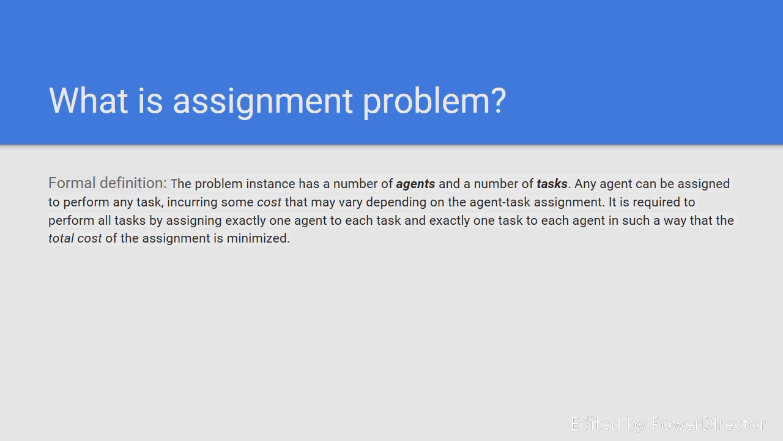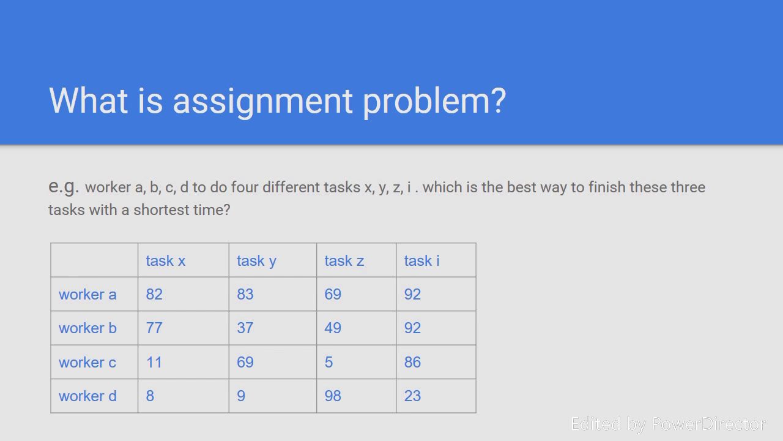Now, this just sounds like a bunch of nonsense, and I don't expect you to understand it just from this definition, so let's have a look at an example instead. Here, we have a list of workers, or agents, and a list of tasks. This table contains values that represent the time it would take for that worker to complete that task. Seeing as all these tasks need to be done, and each worker can only do one task, what is the best way to assign these tasks to produce the smallest total time?